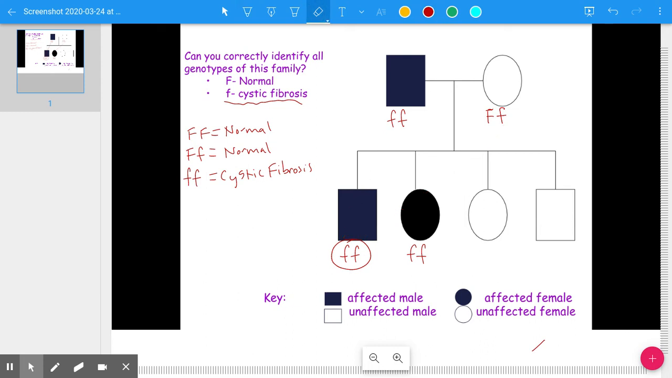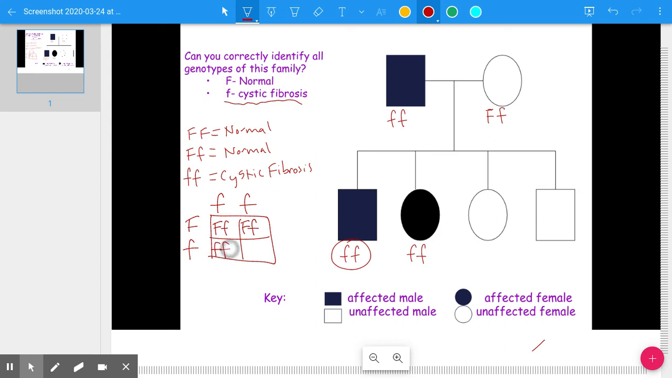Okay, now let's try to figure out what the other two are in generation 2. The best way to figure this out is to do a Punnett square. So I'm going to draw a Punnett square real quick over here. It's a quick one. I'm going to put the parent who has cystic fibrosis on the top. I'm going to put the mother who is normal on the side. And then we'll do my Punnett square. I'm going to see what the possible genotypes are.